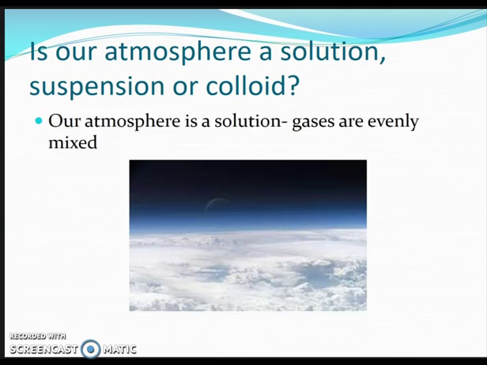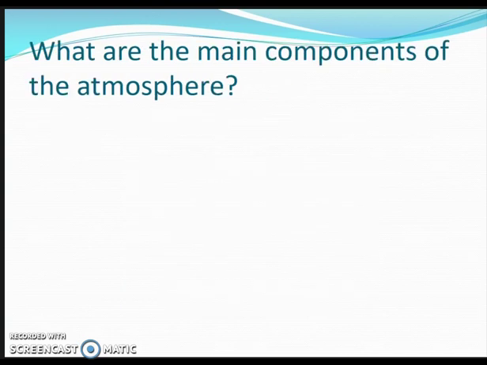If you chose that it was a solution, you are correct. Within our atmosphere, those gases are evenly distributed throughout. So what are the main components of our atmosphere? So you might have guessed it correct. The first one that makes up almost 78% of our atmosphere is nitrogen. Most people think that the air that we breathe is mainly oxygen, but in fact, 78% is nitrogen and 21% is oxygen. All the other components after that are a little bit smaller.